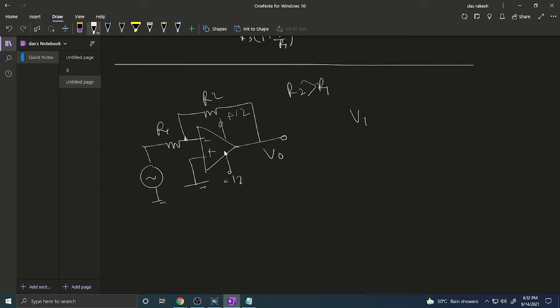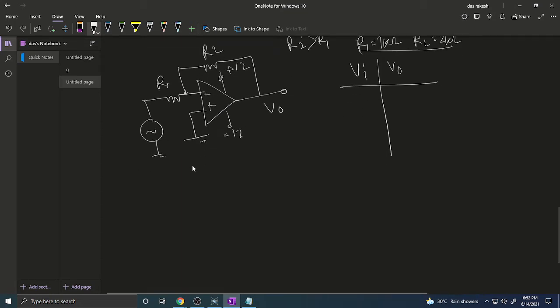And this is the output. Here for different V input we measure different outputs and mention them here. Say for example, R1 equal to 1 kilo ohm and R2 equal to 2 kilo ohm. So the gain is basically 2. Okay, so now for different input voltages we get the output voltage. So this is known as the inverting amplifier.